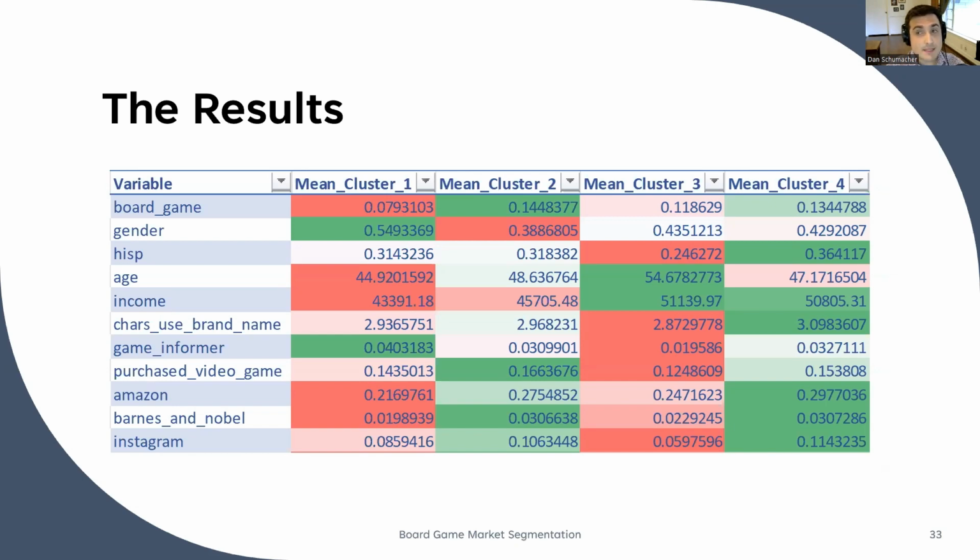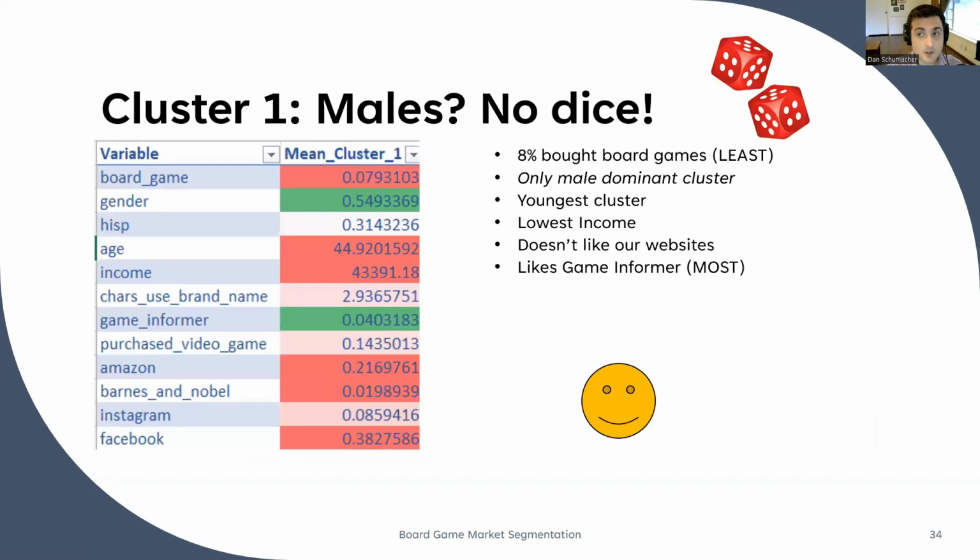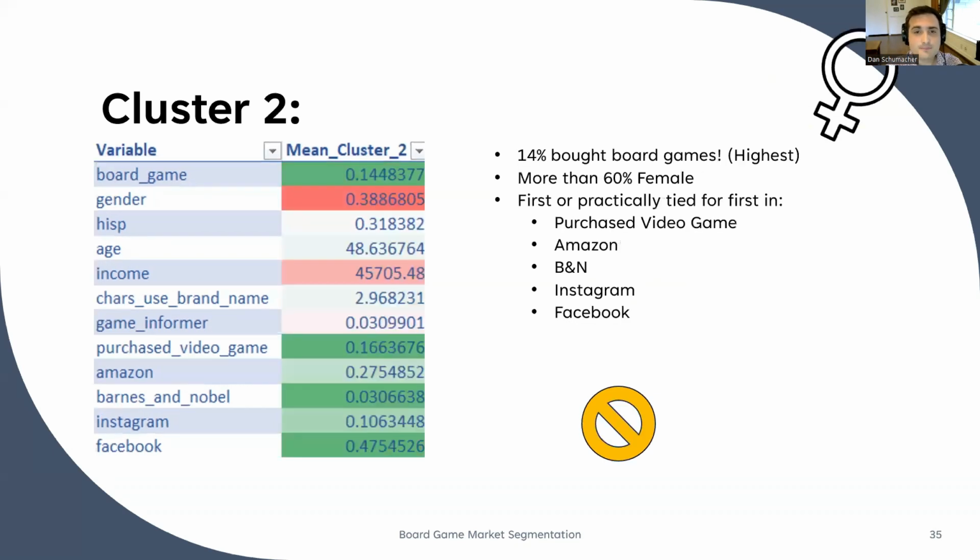This is a kind of a messy table, so let's look at it a little more closely. This is cluster number 1. You'll see that only 8% of people in this cluster bought board games. It's the only male dominant cluster, and it's the youngest cluster. I found this to be really surprising because I would fall into this category as a young man, but I buy board games, so I thought there would be more board game purchases in this category.